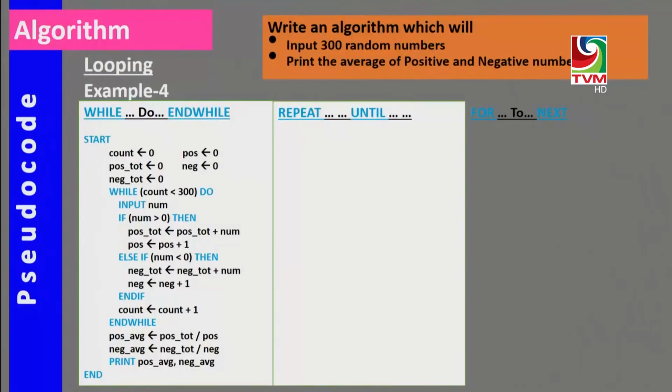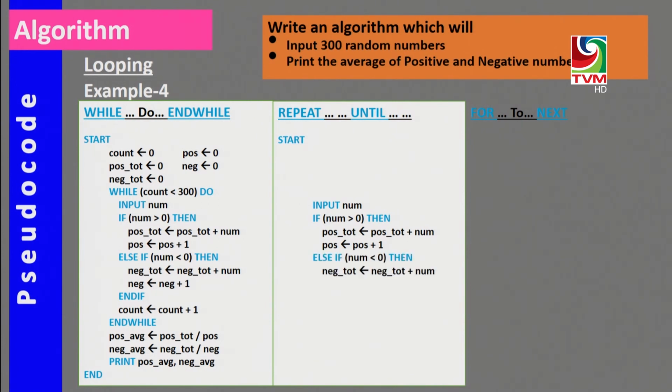Let's see how the same is written in a repeat until loop. Here, whenever the condition evaluates to true, this particular set of statements will be executed until the condition is false. Now repeat until: start, input num, same set, there is no change here. If num greater than 0, then post total equal to post total plus num, post equal to post plus 1, else if num less than 0, then neg total equal to neg total plus num, neg equal to neg plus 1, end if. Only the change is in the loop.